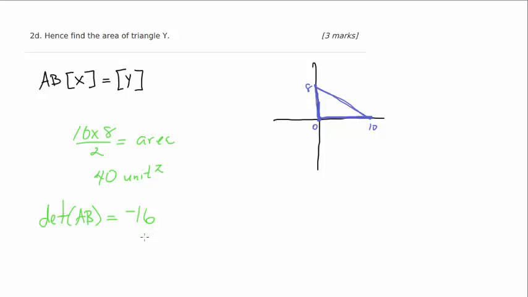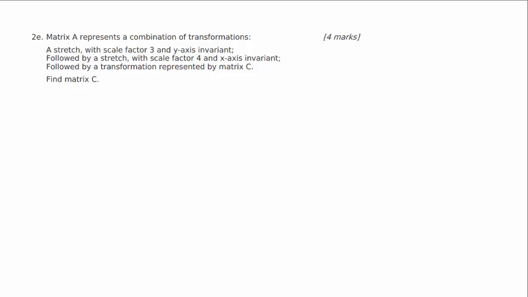We've said prior in question number 1 that when we talk about the area scale factor, it's the determinant. A negative scale factor just means that the triangle was sort of reversed, a negative image, but the area is still just going to be the absolute value of the determinant. So 16 times 40, which will be 640 units squared. So there is part D. And last, we come to part E.